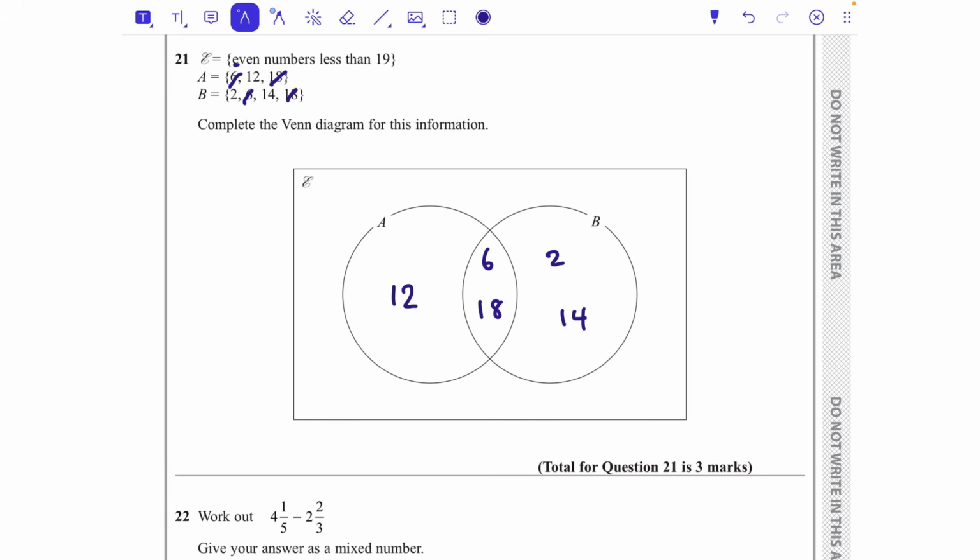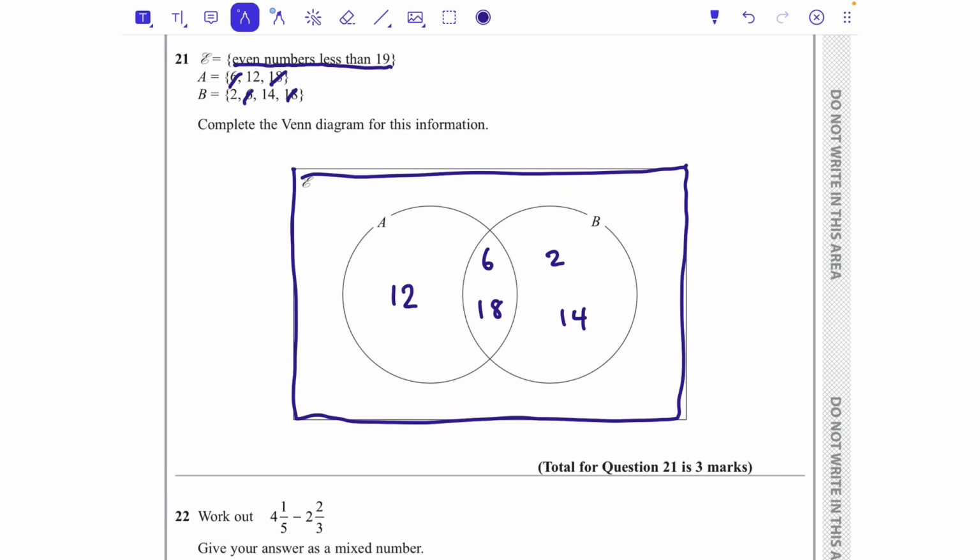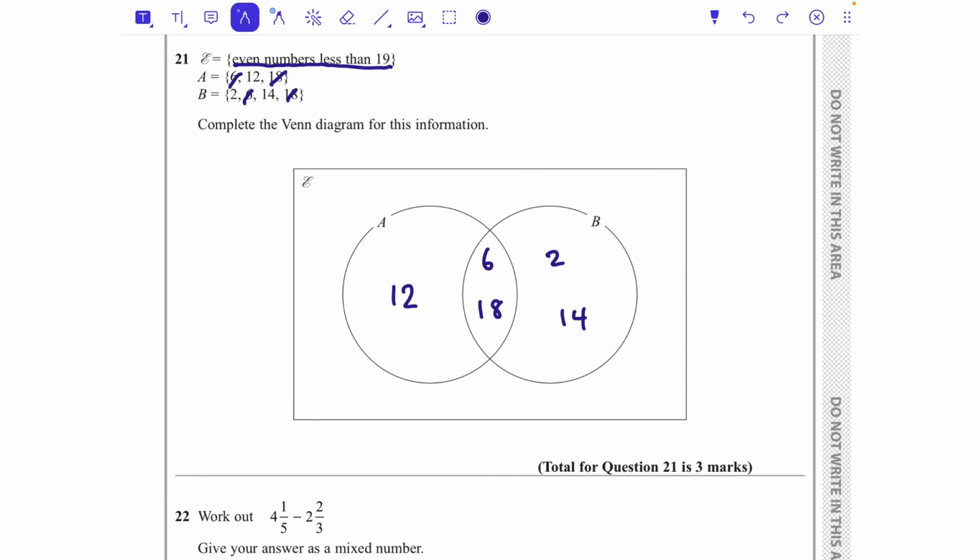We've got to think about all of the even numbers less than 19 and make sure that they are within this box. So all of the even numbers less than 19 need to be in the box. If they're not in those circles, then they need to go on the outside. So I've got 2, which is already there, 4, which isn't, so that needs to go on the outside. 6 is already here. I've got 8, 10, 12 is already on the inside, 14 is already on the inside, 16 we need, and 18 we've got. We wouldn't go any higher because it says even numbers less than 19. Now it's fully complete, so that's our answer done.